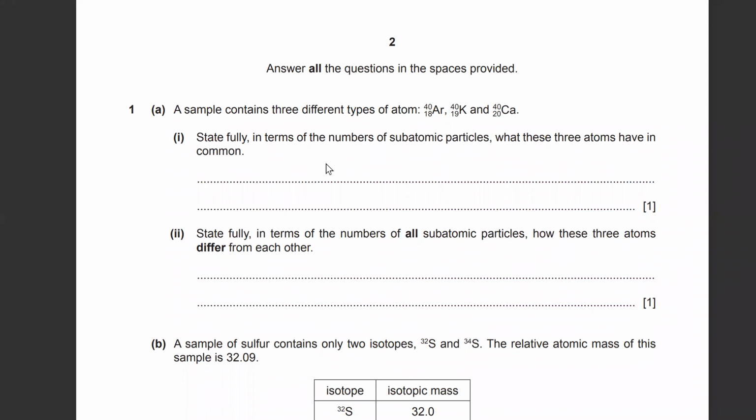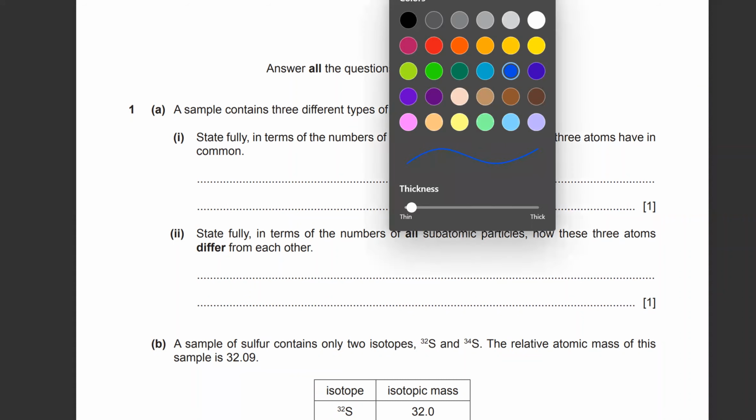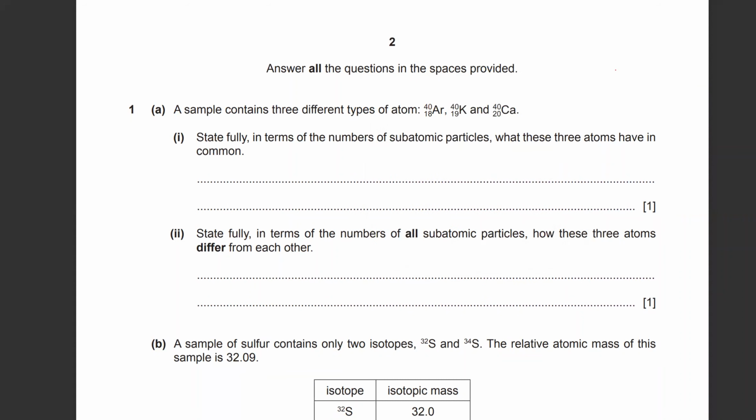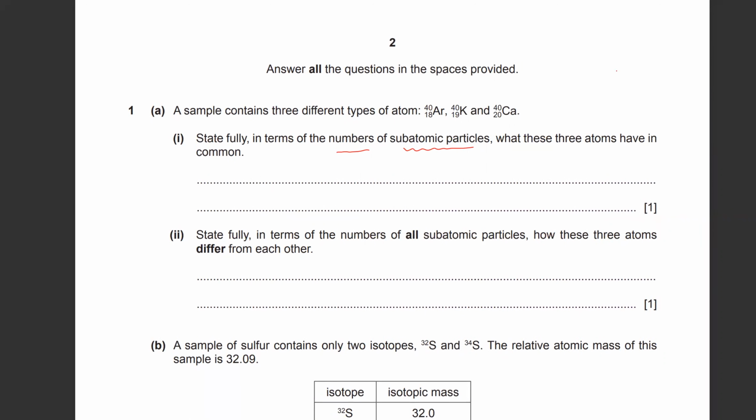He's saying: state, in terms of the number of subatomic particles, what these three atoms have in common. So you've got three atoms. By looking at them, what do they have in common in terms of the number of subatomic particles? Nucleon number. The nucleon number is not a subatomic particle. Okay? In terms of the number of subatomic particles.